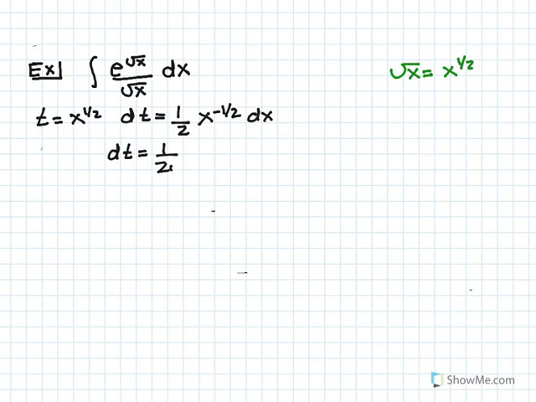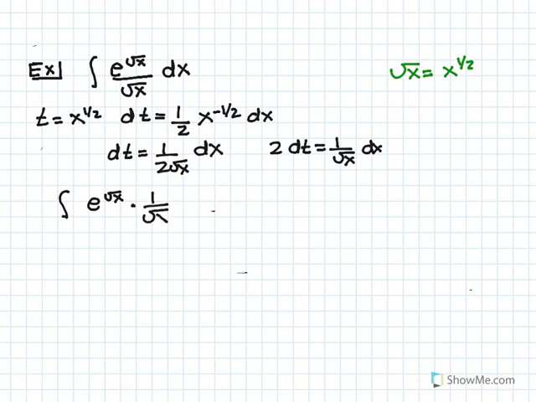So we get dt is 1 over 2 root x dx. And let's solve for dx over root x, and we do that by multiplying both sides by 2, so we get 2 dt is equal to 1 over root x dx. Let's rewrite the integral as e to the root x times 1 over root x dx. We've shown that this part, e to the root x, is going to be e to the t, and 1 over root x dx is 2 dt. So this integral will be the integral of e to the t times 2 dt.